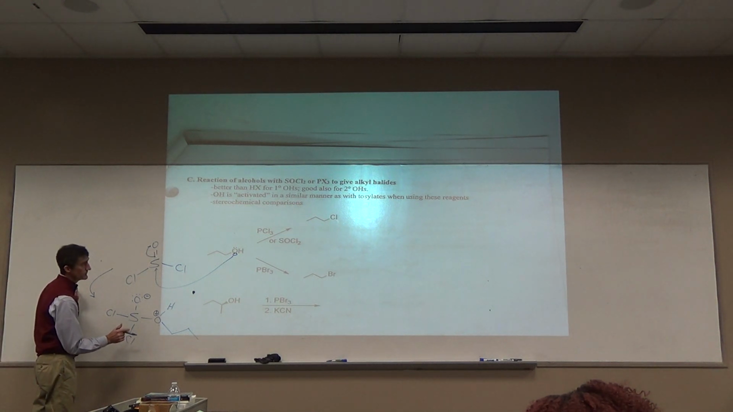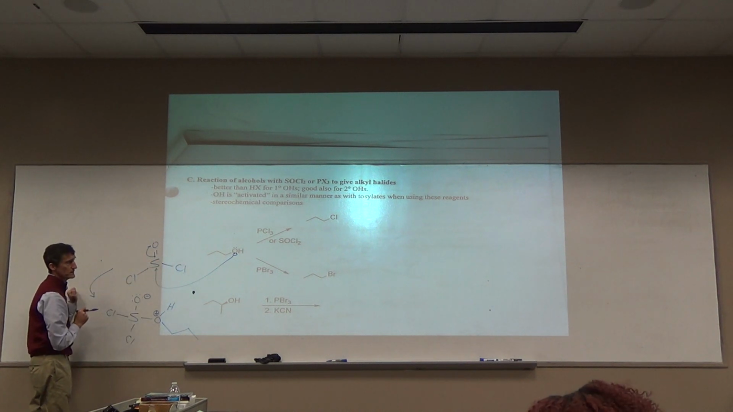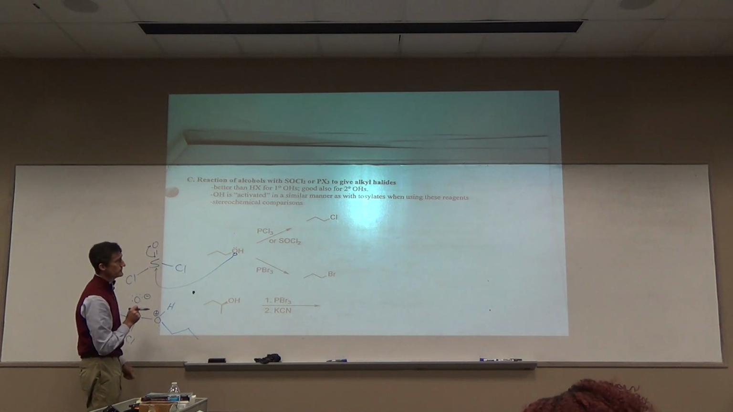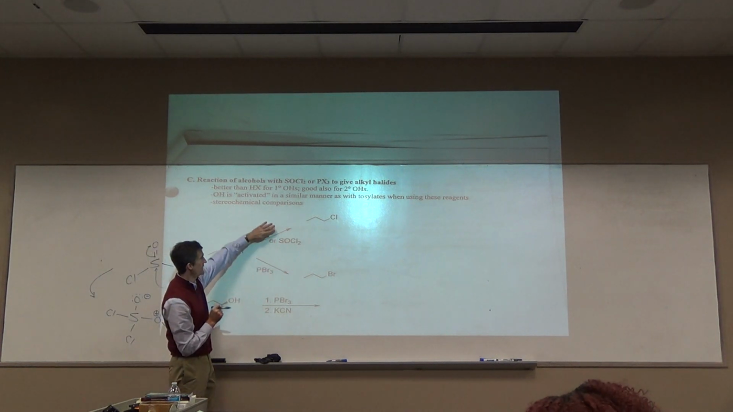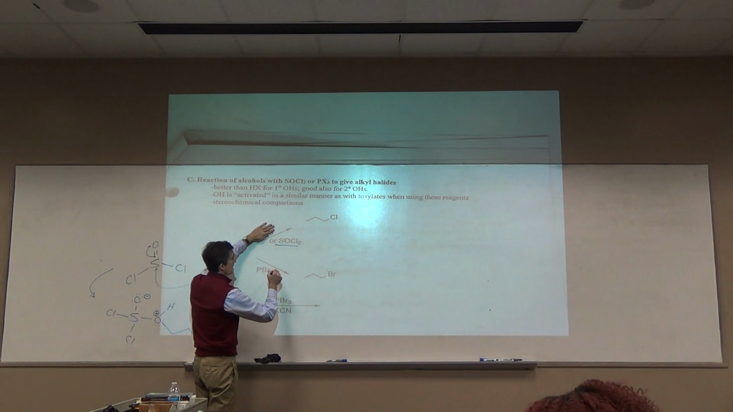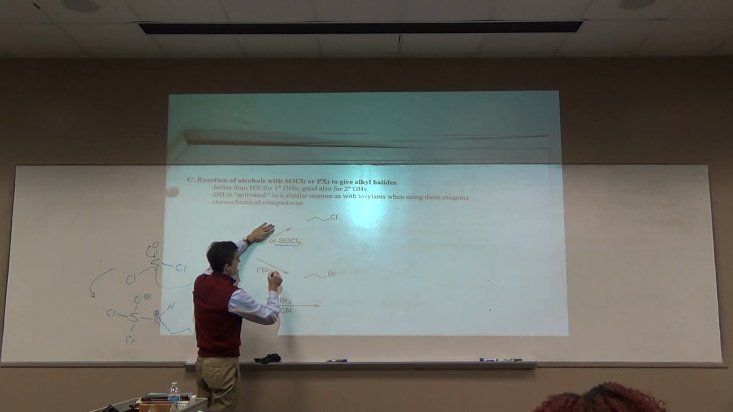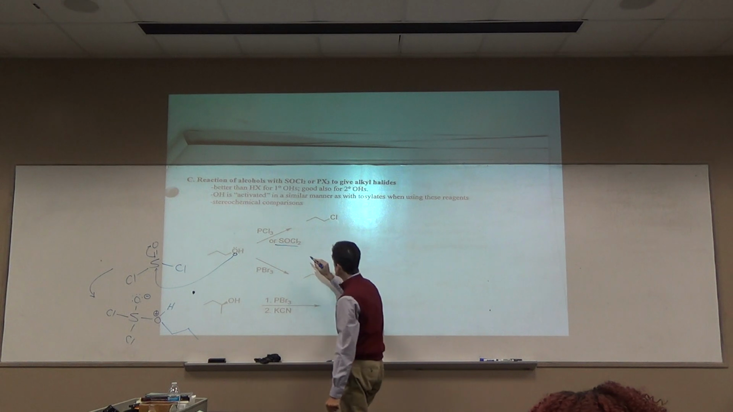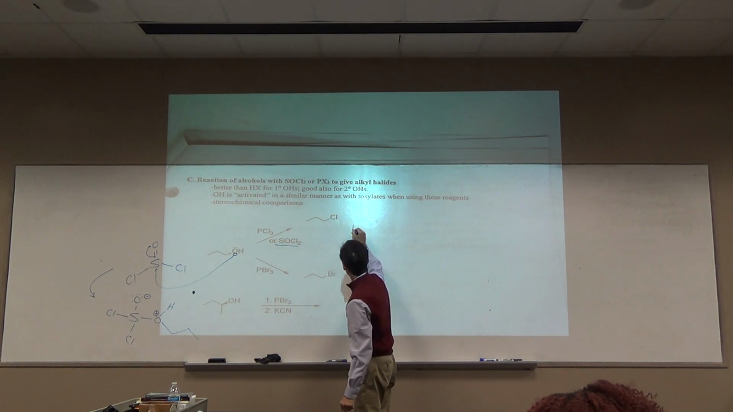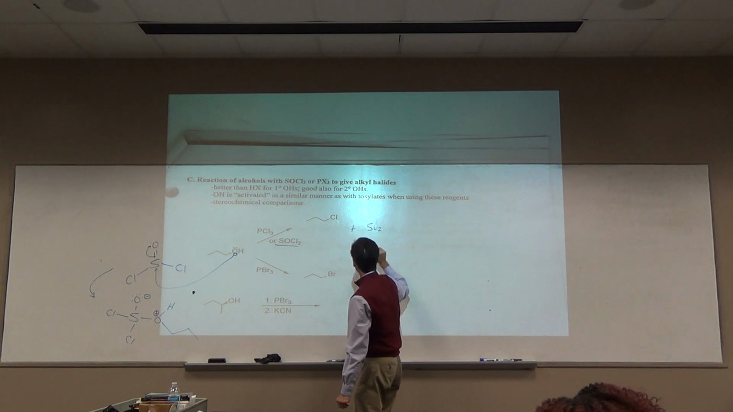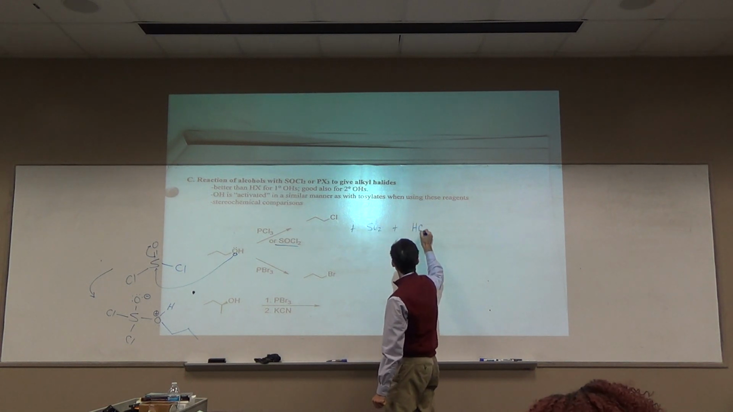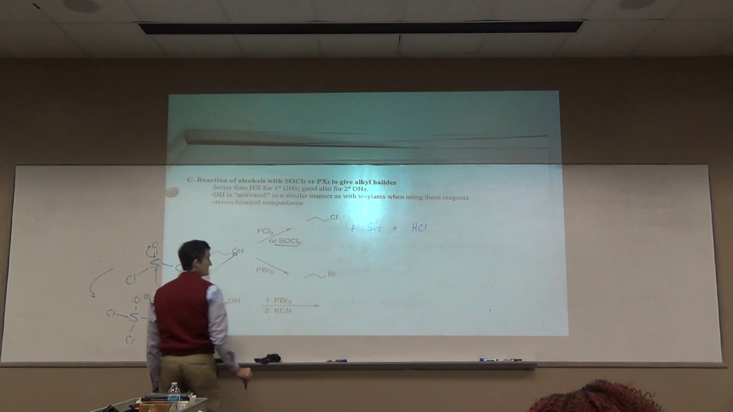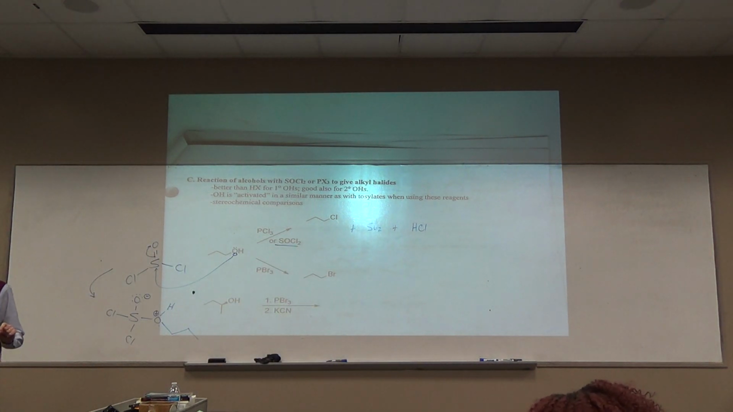Now there's no base here, it's just thionyl chloride. And by the way, when we react with thionyl chloride, we get this plus SO2 plus HCl. When you use thionyl chloride, not when you use PCl3. So let's make sure we understand how we get those two byproducts as well when we do our mechanism.